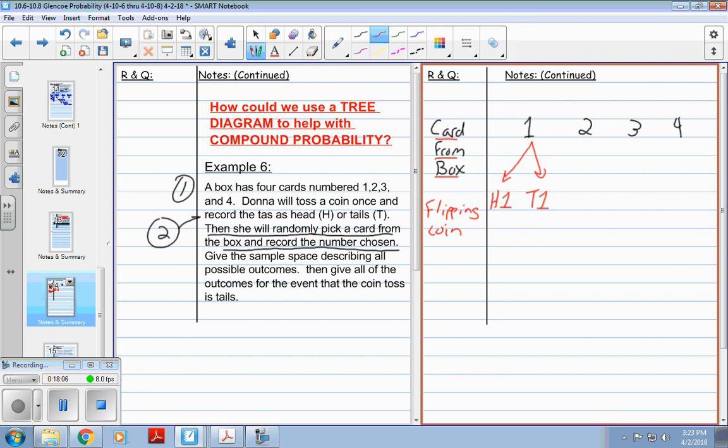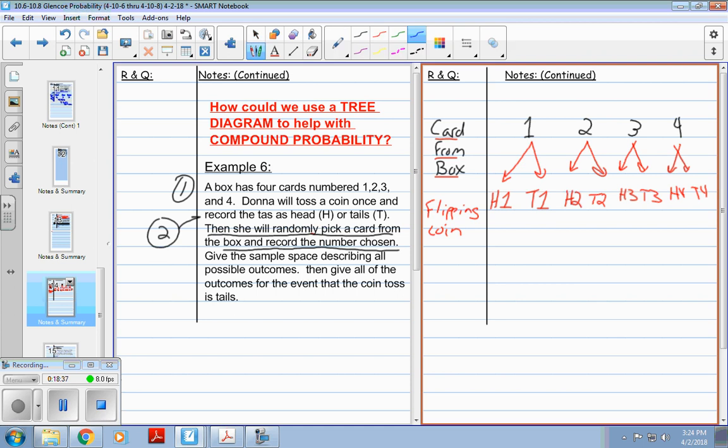We also could have the outcome where we had the 2 card pulled. I should keep my format correct. I apologize that I changed that. We should show that we have a heads being thrown in the number 2, or a tails being thrown in a number 2. Notice I'm using abbreviations for our possible outcomes to make sure it writes faster. Tails 3, we also have heads 4, or tails 4.